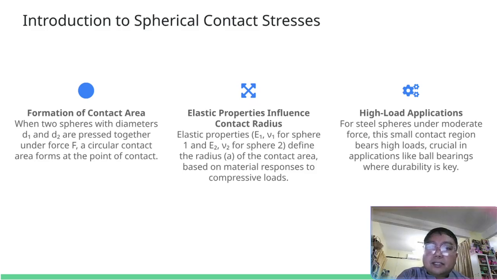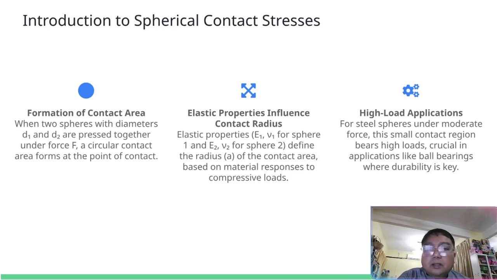Formation of contact stress: when two spheres with diameters D1 and D2 are pressed together under force F, a circular contact area forms at the point of contact. Elastic properties influence the contact radius. Elastic properties E1, V1 for sphere 1 and E2, V2 for sphere 2 determine the contact area based on material response to compressive load. It is used for high load applications, for steel spheres under moderate force. This small contact region bears high loads, crucial for applications like ball bearings where durability is the key.